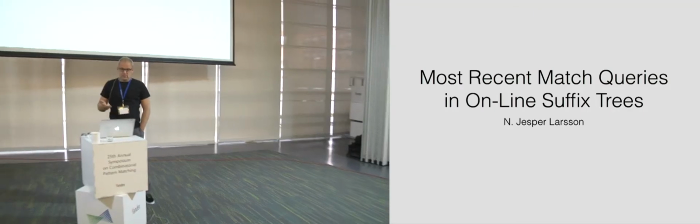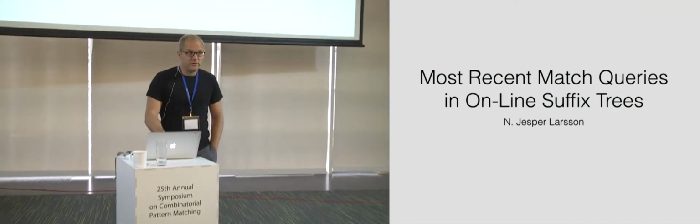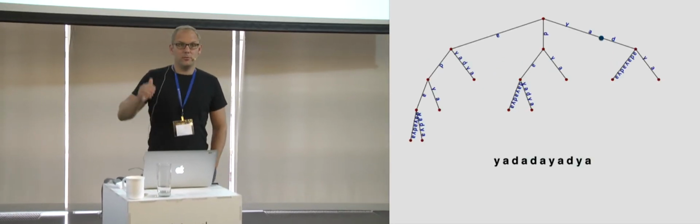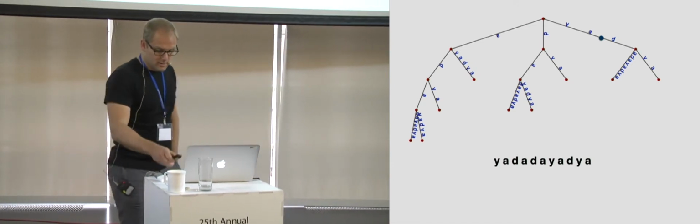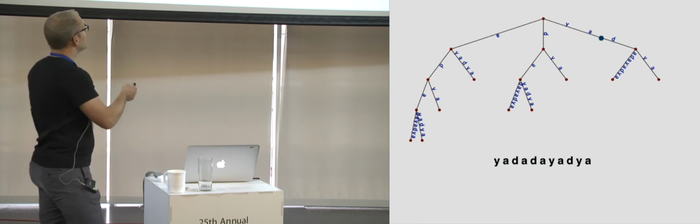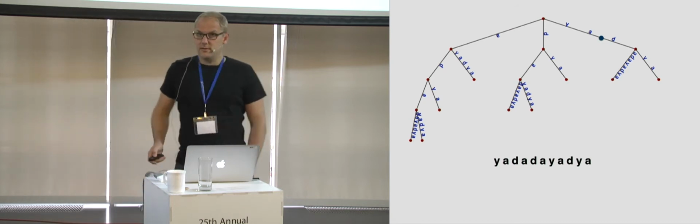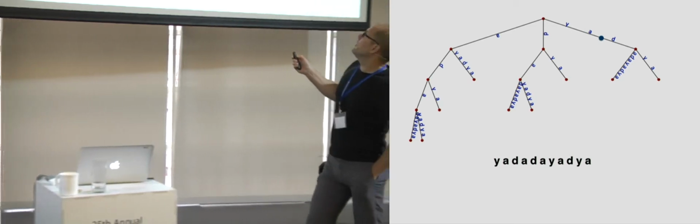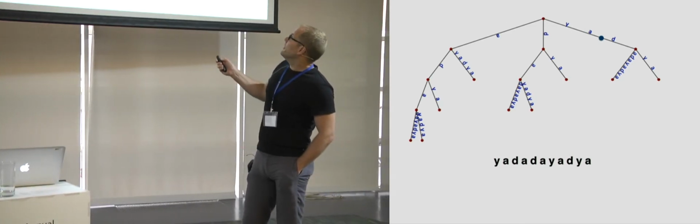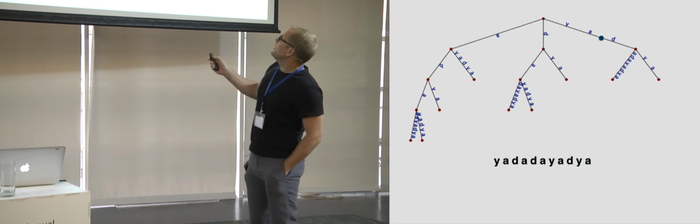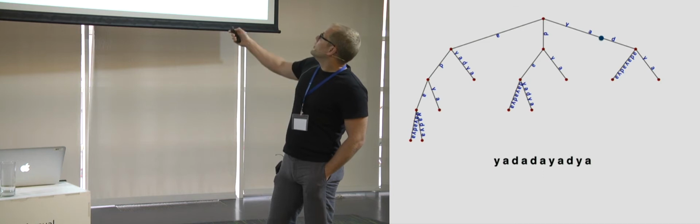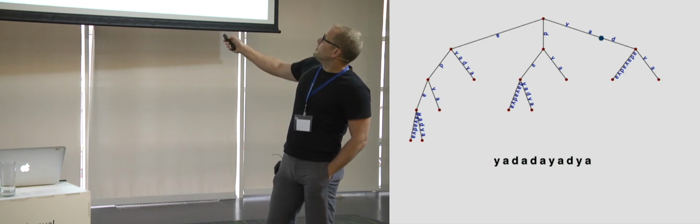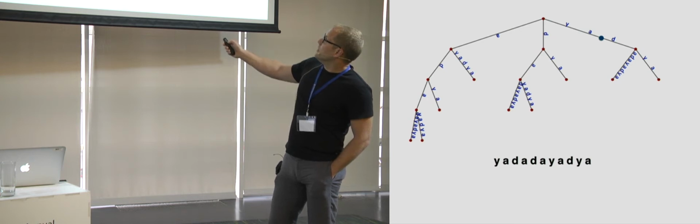Yeah, so it's most recent match queries and online suffix trees, and I suppose you know what suffix trees are, but I'm going to give you my angle of them anyway. So this is a suffix tree that indexes this string down here, and the way the strings are contained in the tree is by labels on the edges. So, for instance, the string DA, which we have somewhere here, is located on the end of this edge, coinciding with this node here.